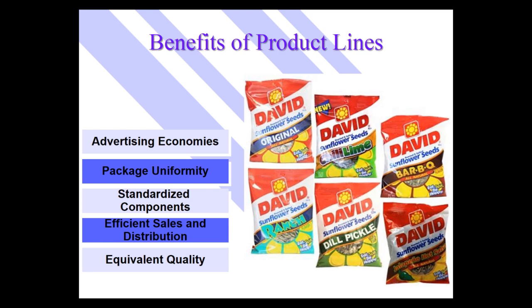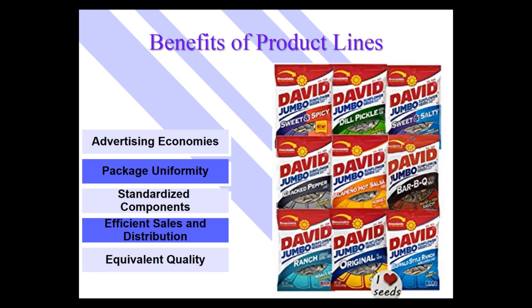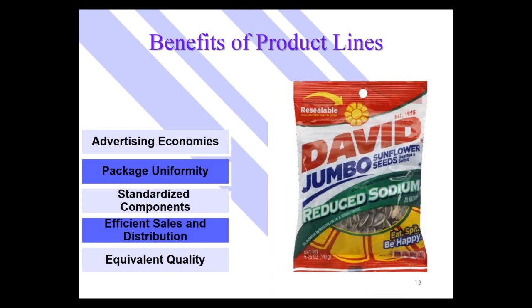Then we went with larger seeds. So in addition to the regular size seeds, we had larger seeds with the jumbo line. And then we could take all of the existing flavors and put them on the larger seeds as well. Some people can't have traditional sunflower seeds because there's just too much salt in them. So we came out with something for them, reduced sodium.